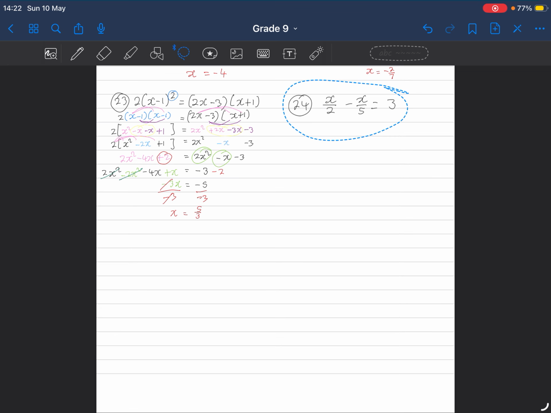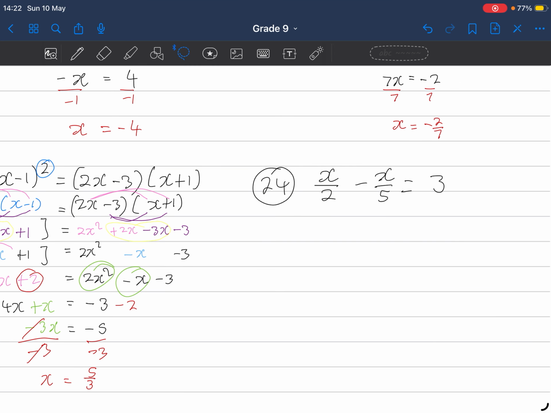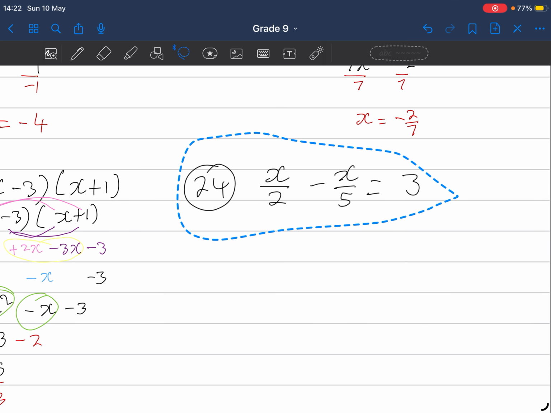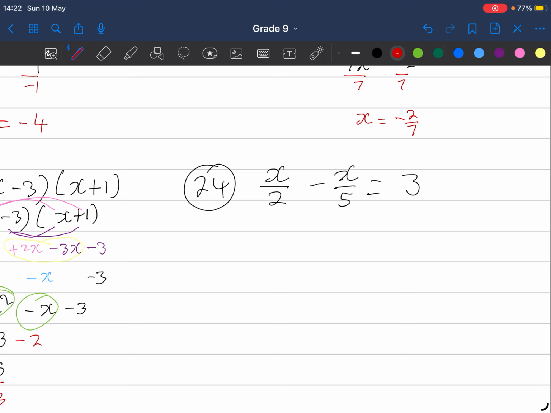Alright, now for this one, fractions, right? So you should expect to be ready for fractions. In order to solve equations with fractions, we're going to start by making sure everything is a fraction. If there's no fraction, make it a fraction. So in this case, the 3 becomes 3 over 1.